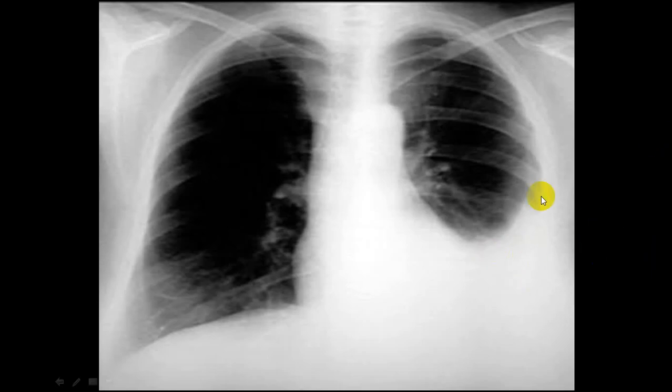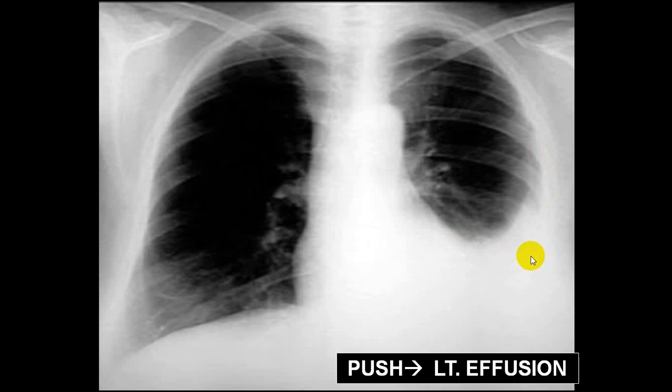Now if you see this, there is a haziness here. The dome of the diaphragm you cannot identify. The left border of the heart you also cannot identify. This lower part of the heart you cannot identify. The costophrenic angle of the left side is also not identifiable. It is filled with opaque shadow, and there is a curvature being seen. We call it a crescent mark. So this is in favor of what we call a left side pleural effusion.